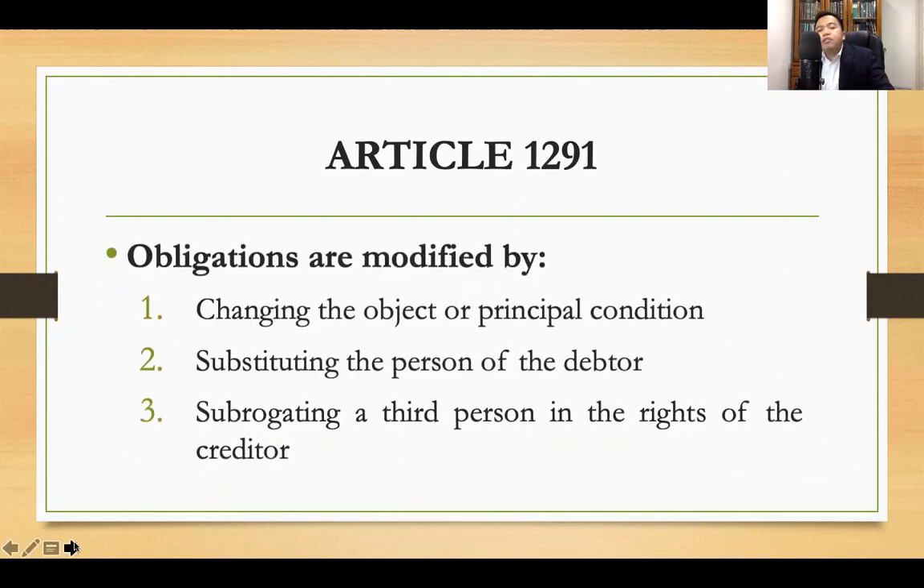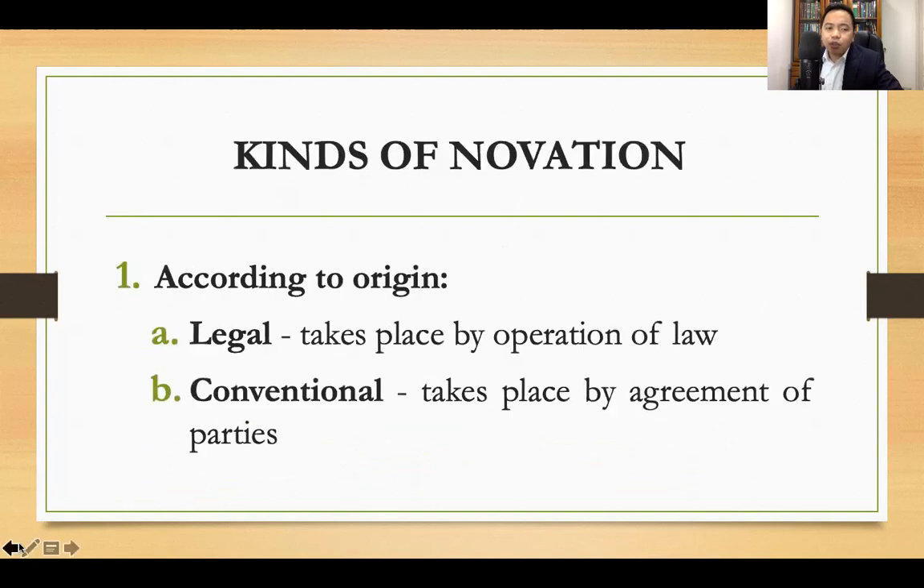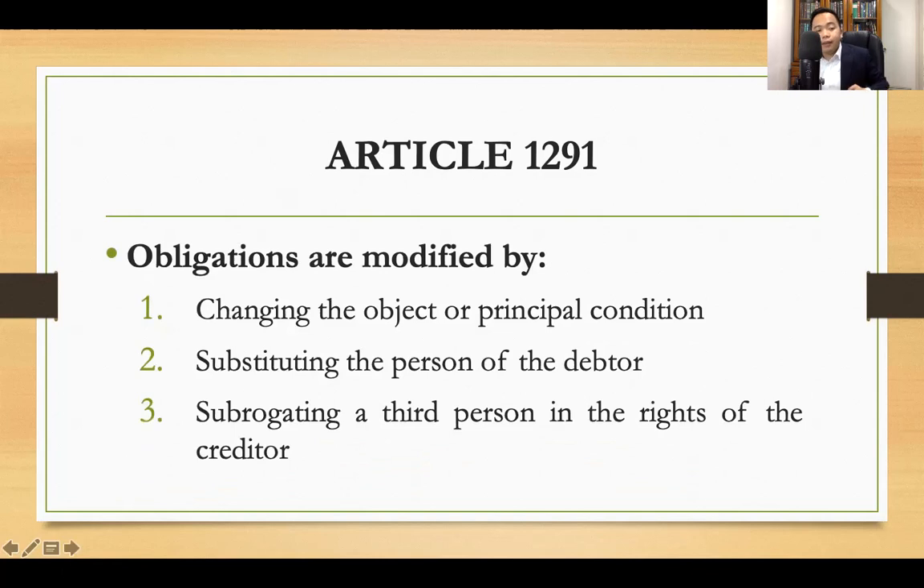Obligations can be modified by changing the object or principal condition. You can substitute the person of the debtor. You can subrogate a third person in the rights of the creditor. So these are the modes by which novation can be had.